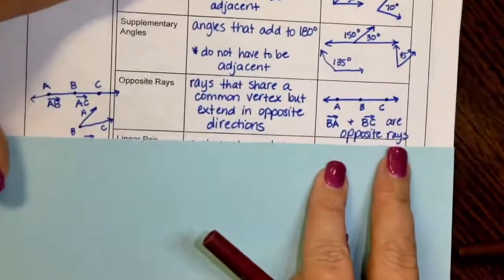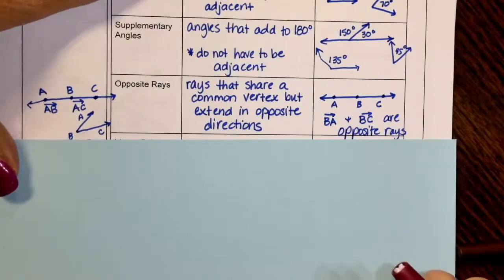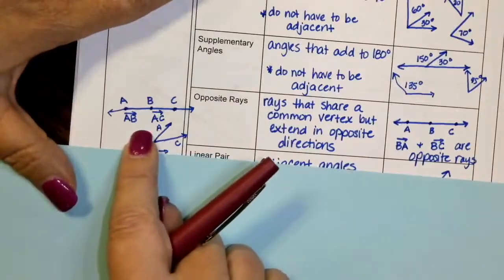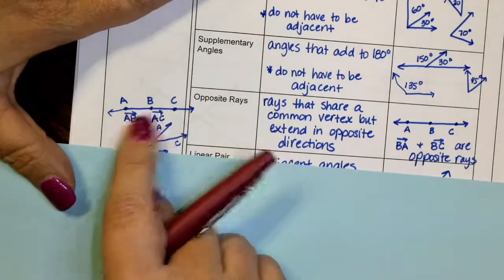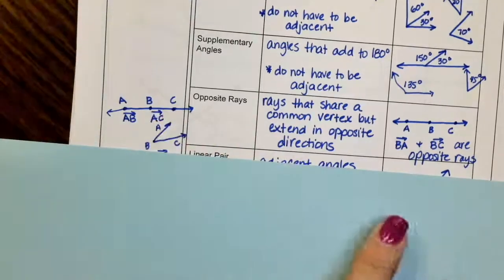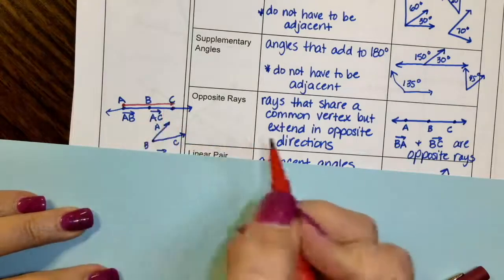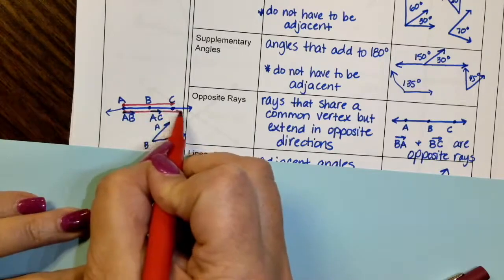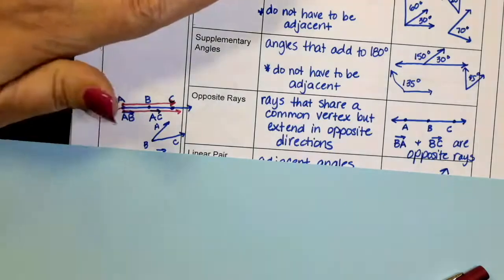Then we have opposite rays, and I have several examples here. Opposite rays are rays that share a common vertex, but they extend in opposite directions. Now, I want to show you the difference. These rays right here share a common vertex, but AB and AC both go the same direction. AB starts here at A, goes towards B, and continues going forever. And then AC starts here at A and goes towards C and keeps going forever. So those share a common vertex, but they go in the same direction.